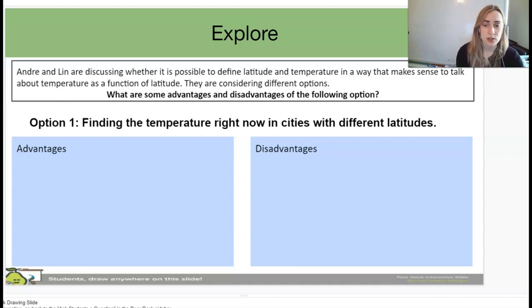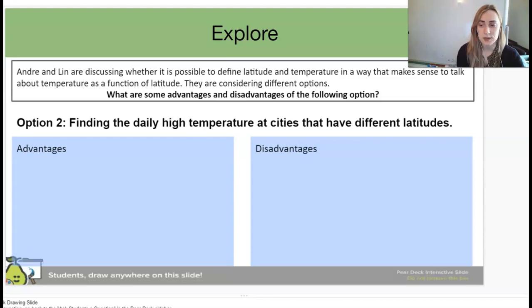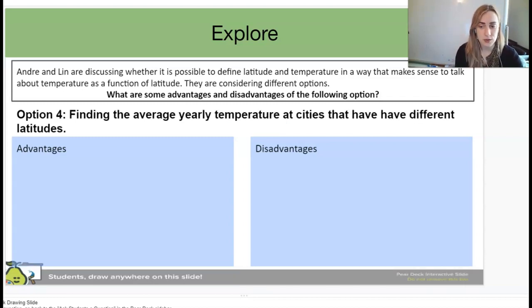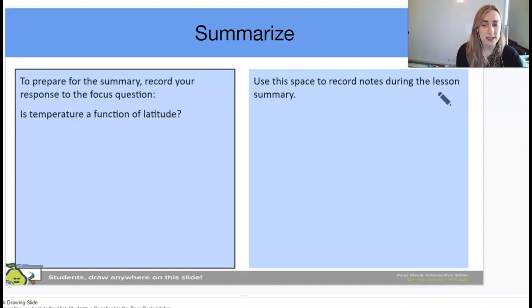So they think about whether a function would be appropriate for finding the temperature right now in different cities with different latitudes, finding the daily high temperature at cities that have different latitudes, finding the average high temperature in a specific month. So they talk about the advantages and disadvantages of each of those, and then finding the average yearly temperature at cities that have different latitudes. So for each of those different options, they're thinking about the advantages and disadvantages of thinking about temperature as a function of latitude. And finally, in their summarize section, they're going to summarize their findings from this project.